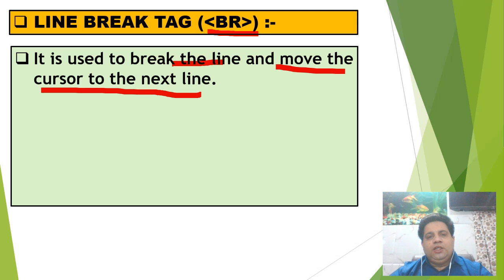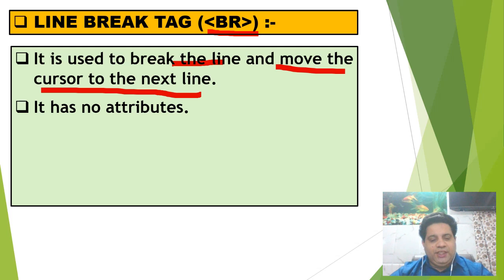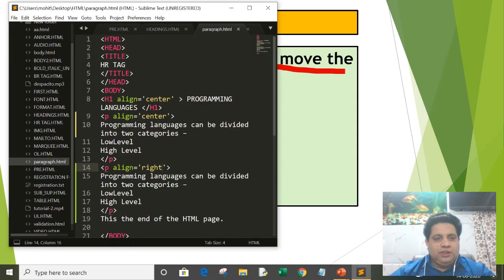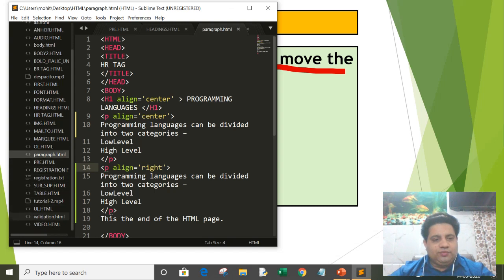Keep this in mind. Wherever you insert this BR tag, it breaks the line and moves the cursor to the next line. It has no attributes. This is an empty tag. Now let's practice this tag.